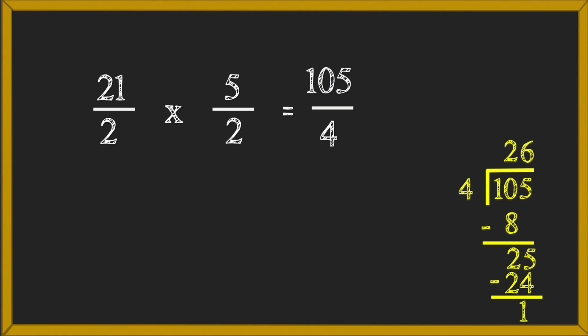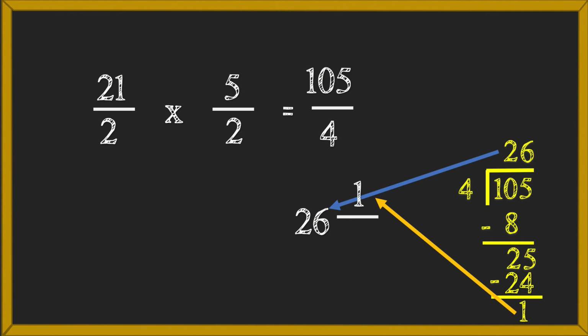Since our answer is not exact because we have the remainder 1 here, this will be the format of your answer. 26 will be your whole number. The remainder 1 will be the numerator. And you will still copy the same denominator, which is number 4. So your final answer is equal to 26 and 1/4.